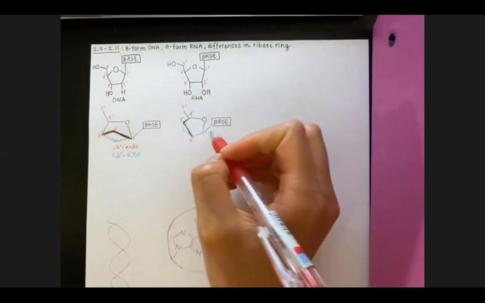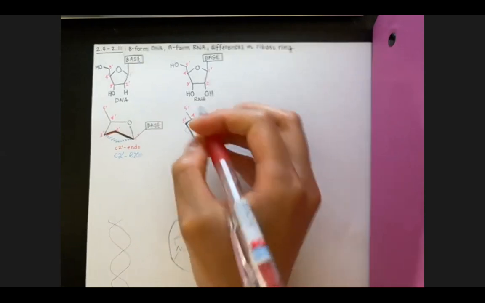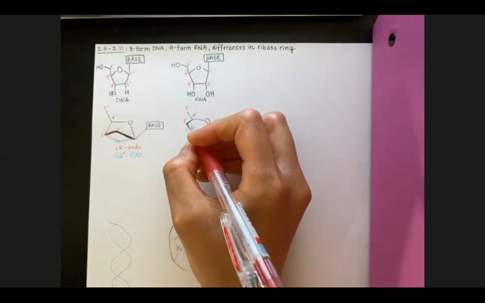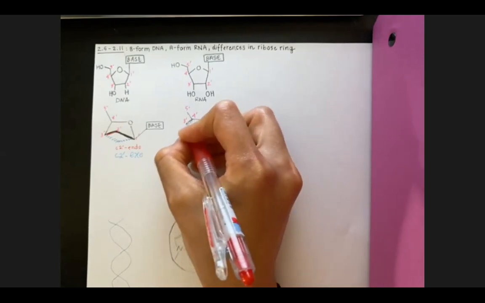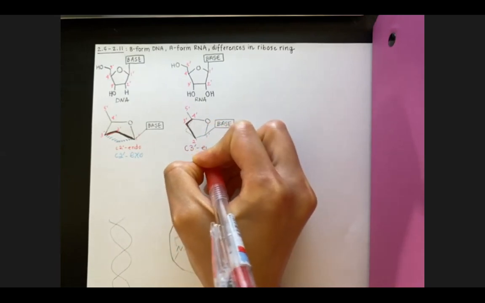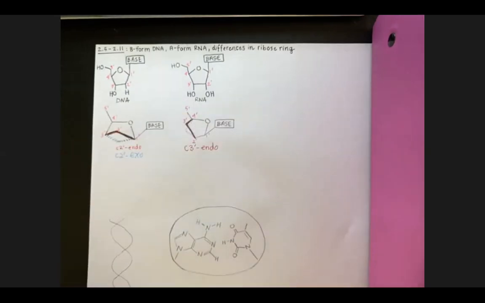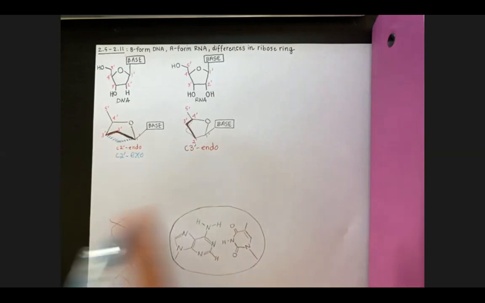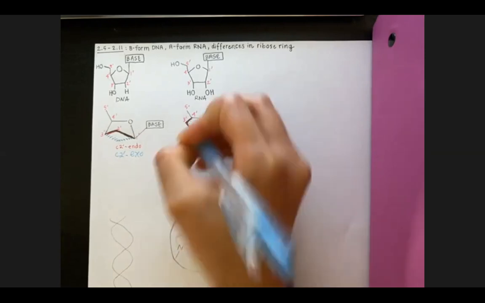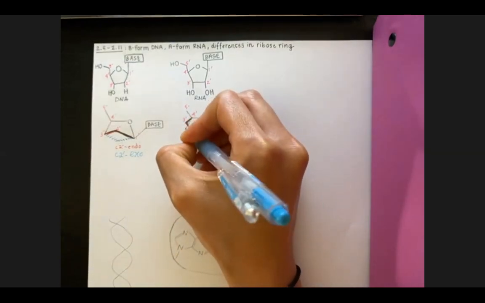Over here, we have the ring drawn again, and this time the C3' carbon is coming out of the page, so we would call that C3' endo because it's on the same side as the 5', and then same thing again, you're going to have C3' exo if it's underneath the plane here.